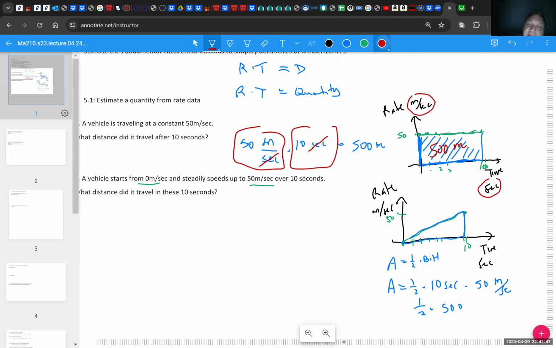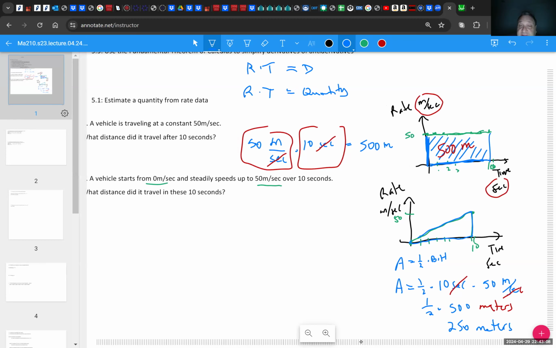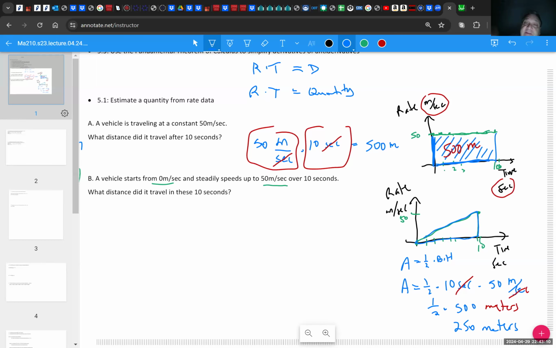Notice once again, we have seconds and meters per second, simplifying to just be meters. And so we get a grand total of 250 meters. So we have a vehicle starting at 0 and steadily increasing. That means they've gone half the distance that they would normally have gone. And that's in fact what we have.